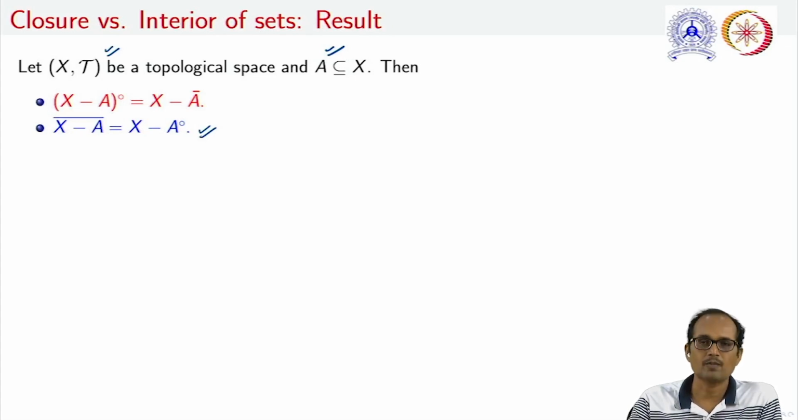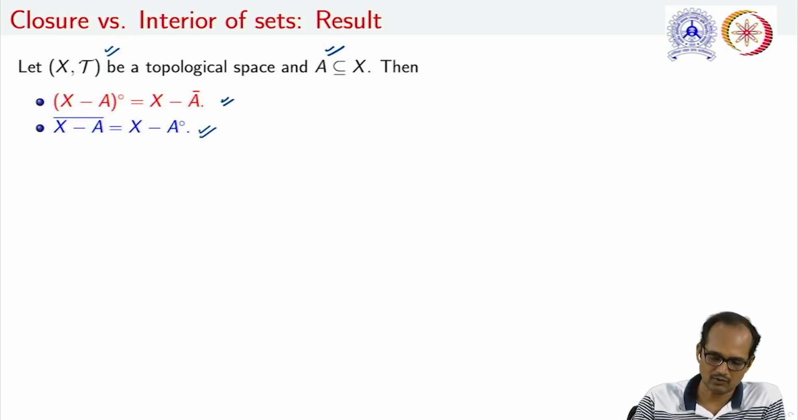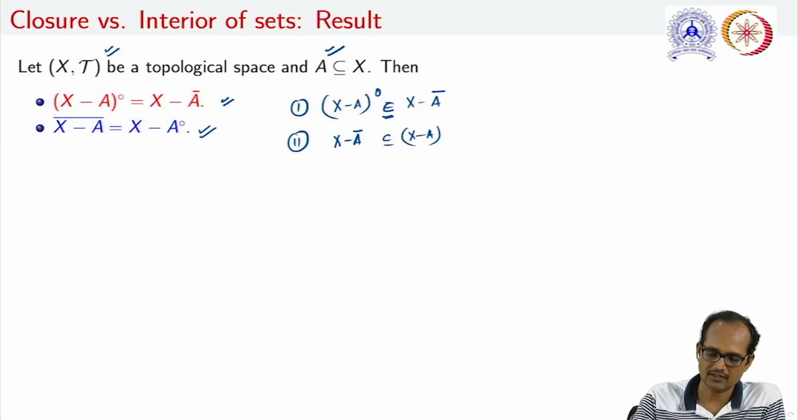If we can prove one part, the proof of the second is similar. So let us prove the first one. For the first one, we have to justify two things: that X minus A closure is a subset of X minus A interior, and similarly that X minus A interior is a subset of X minus A closure.